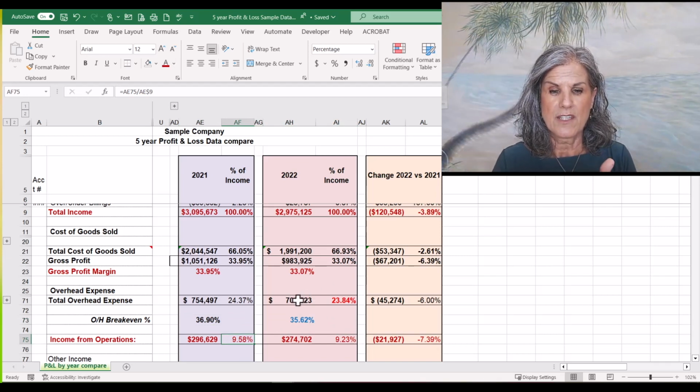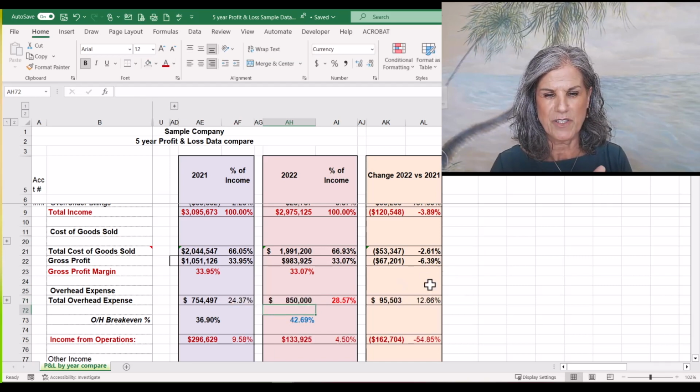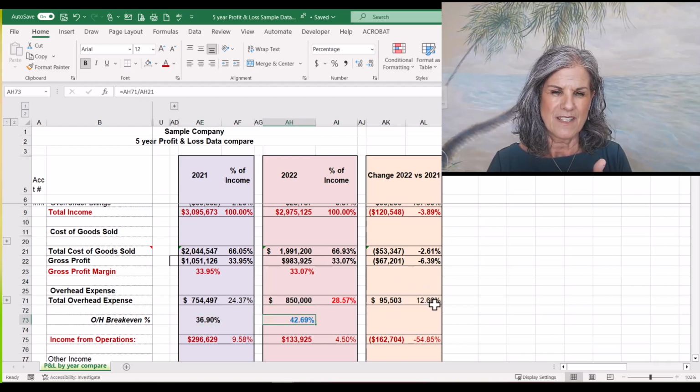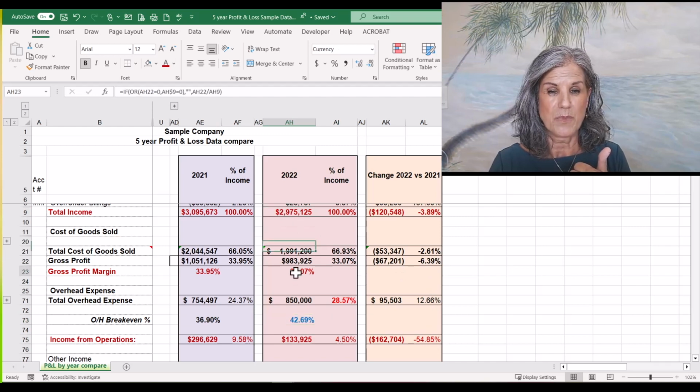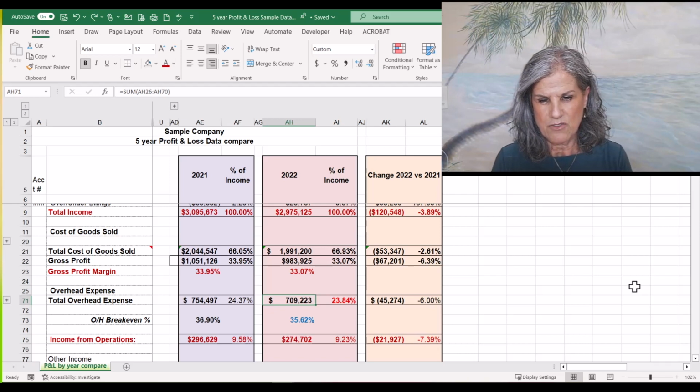But let's say this number was $850,000, and I just plugged that number in. Now I've got this big jump. I would say you have two options. You're going to have to either sell more because your margin is just fine, or you're going to have to reduce these overhead expenses. So you start to look at the numbers. I'm going to undo that.